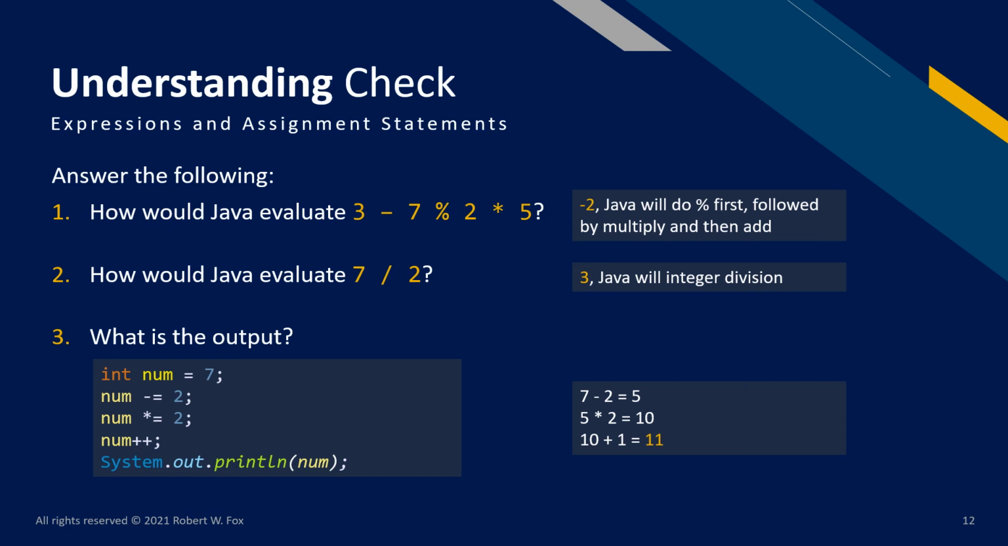For number 2, when Java does 7 divided by 2, that's integer division. So while we might expect it to give us 3.5, it will actually give us 3. And finally, for number 3, our final answer is 11, and you can see the steps of the compound assignment shown on the screen.